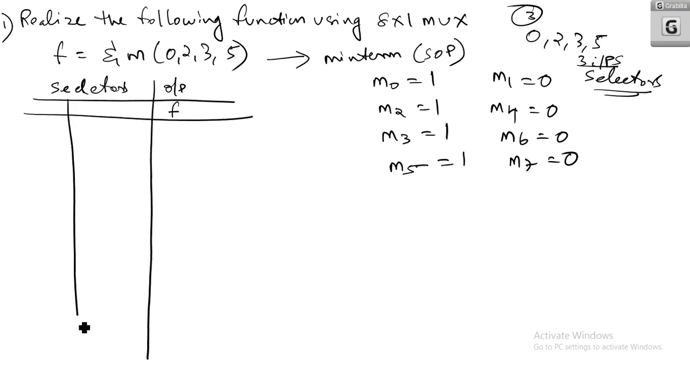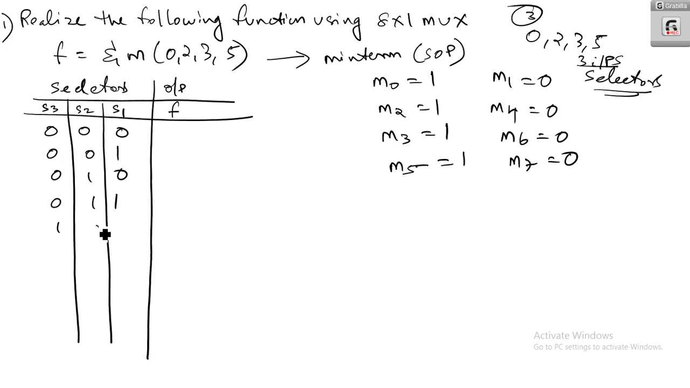So which are the 3 selectors? What I am having is S3, S2 and S1. So 0, 0, 0, 0, 0, 1, and so on up to 1, 1, 1. That is the Boolean equivalent, and if you write the decimal equivalent, you will get 0, 1, 2, 3, 4, 5, 6 and 7.